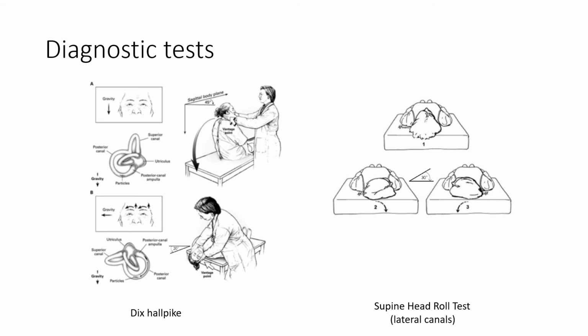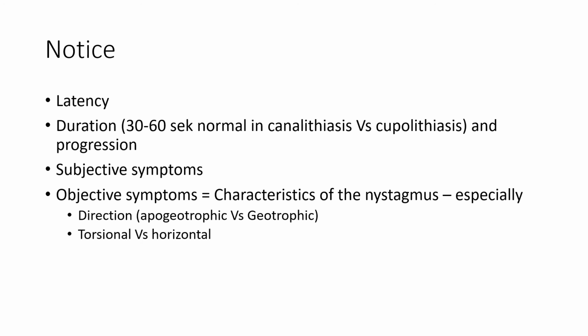These are the two tests that we use for provoking this triggered event, which was the definition of the triggered episodic vestibular syndrome. What we want to notice when we're doing this test is: is there latency? What is the duration of the test? Normally, BPPV will only last for 30 to 60 seconds, and it will usually have a gradual onset, and then it will be full on, and then it will gradually dissipate again.